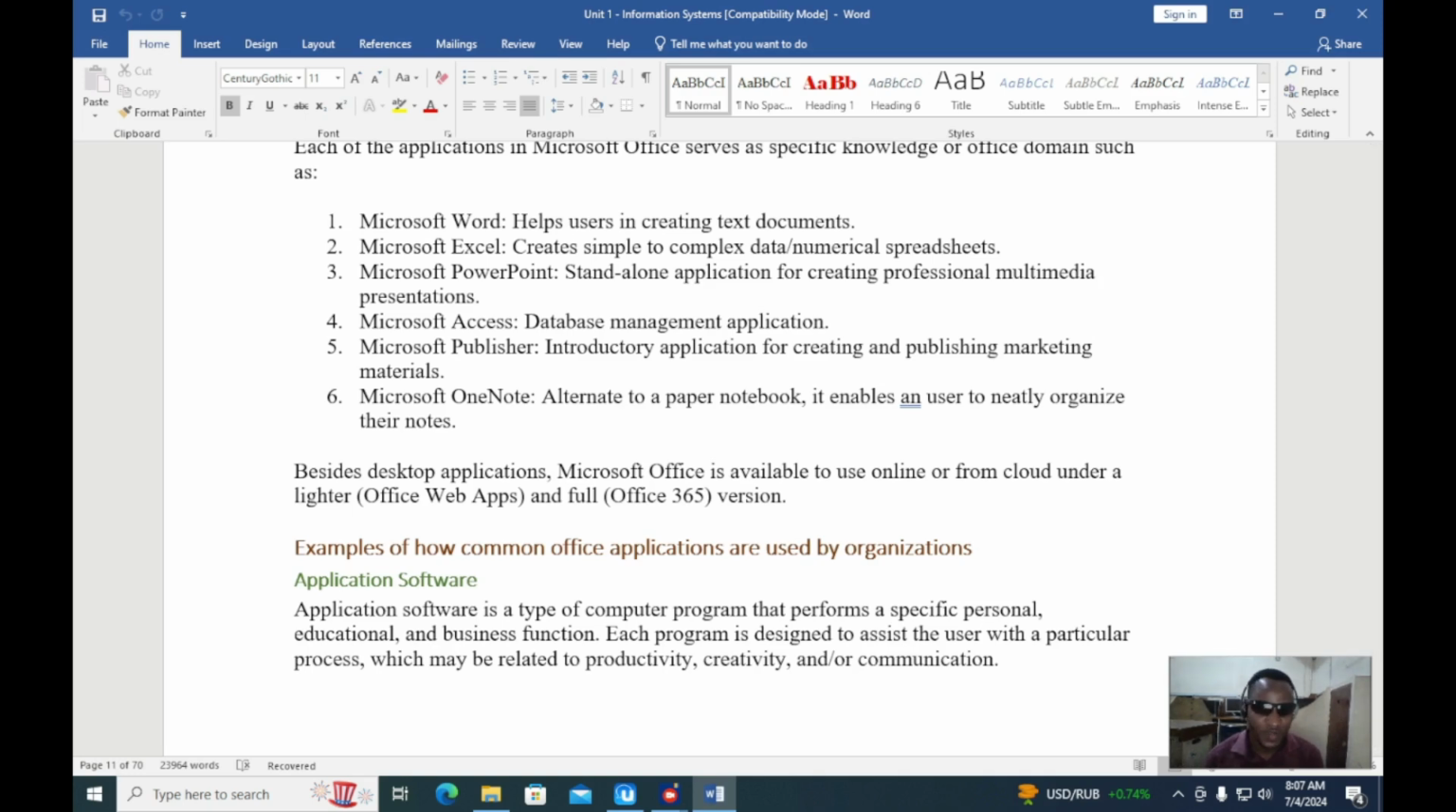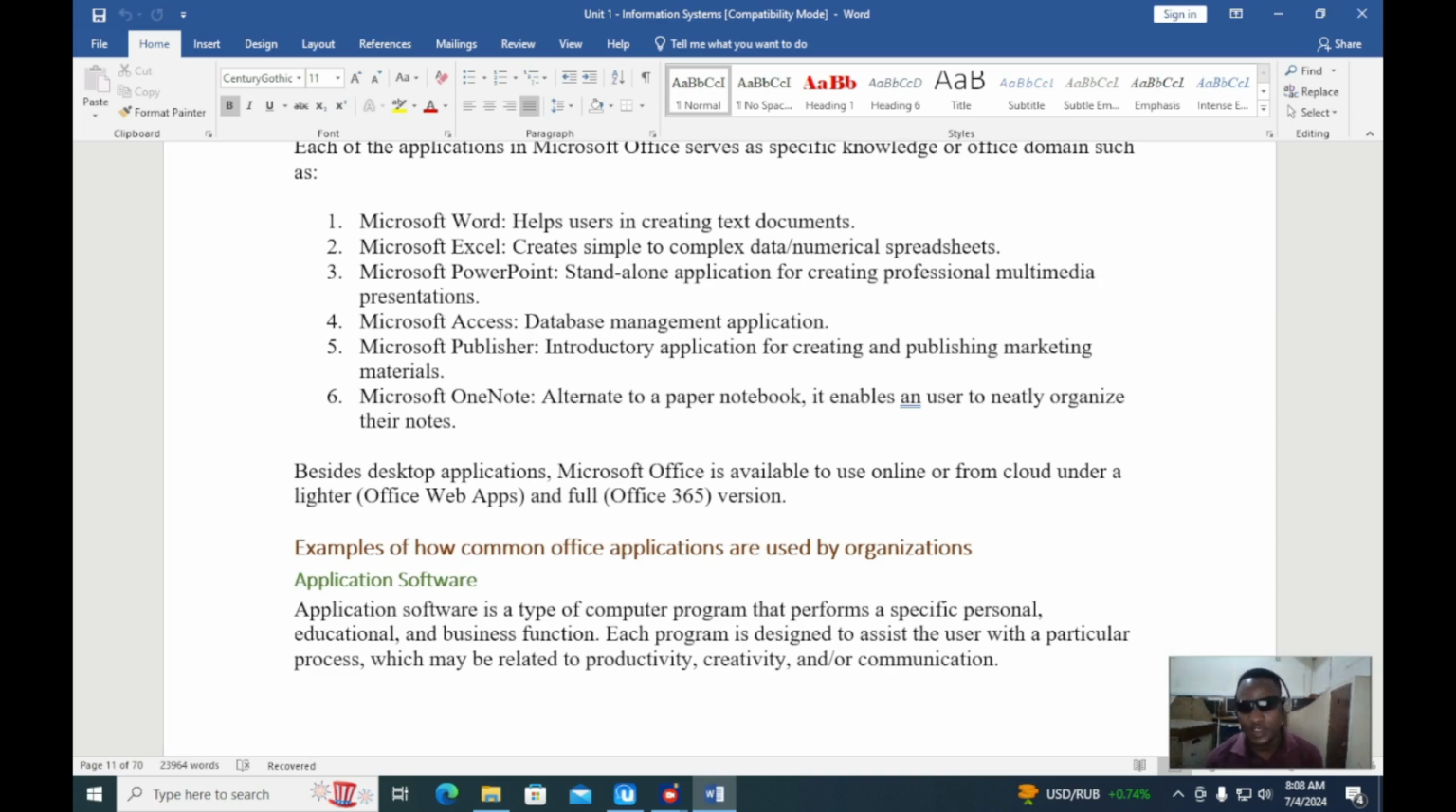For example, if you look at Microsoft Word, it is actually used in creating text documents. So anytime you want to type a document, you want to type a report, you would settle for Microsoft Word. Then we have Microsoft Excel that is majorly used to create data and also create numerical spreadsheets, and it can be used to create both simple data and even complicated or complex numerical spreadsheets.